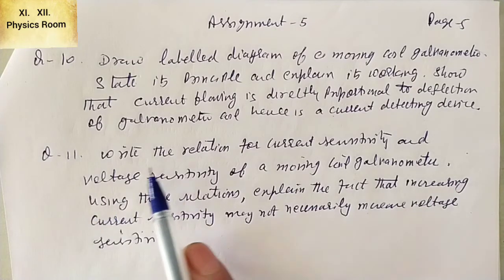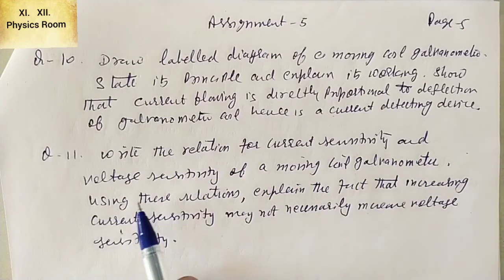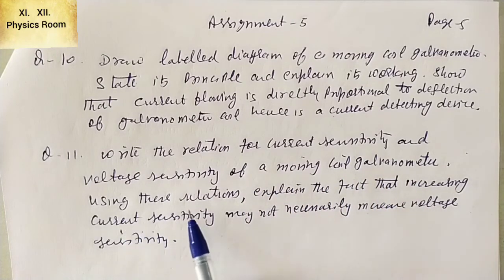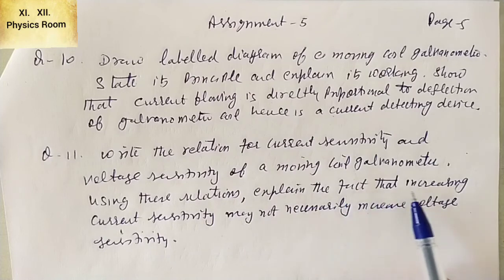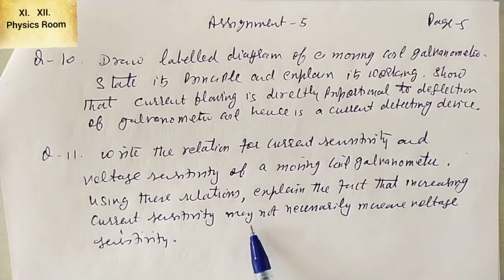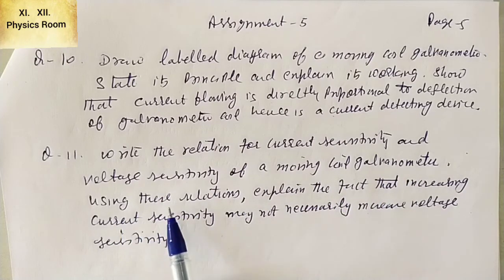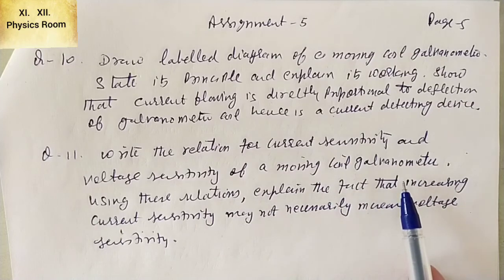Question number 11. Write the relation for current sensitivity and voltage sensitivity of moving coil galvanometers. Using these relations, explain the fact that increasing current sensitivity may not necessarily increase voltage sensitivity. So, looking into the relations, you are to decide that if we improve current sensitivity, it is not essential that voltage sensitivity is also improved, and you have to discuss it.